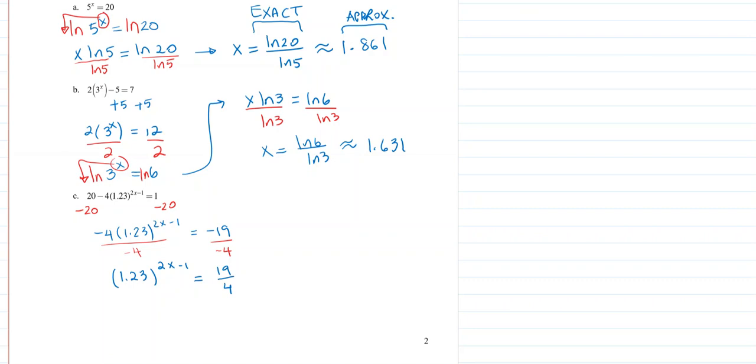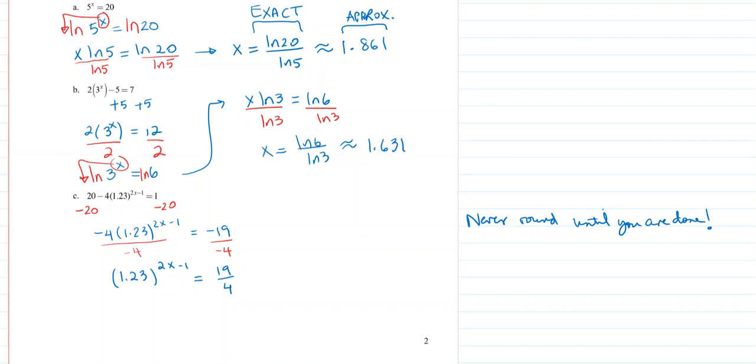Now you could write the decimal equivalent of 19 over 4, but let's say if it was 19 over 3, and then you have a repeating decimal or something that's not easy to simplify, I wouldn't round. Never round in the middle of a problem. Never round until you are done.